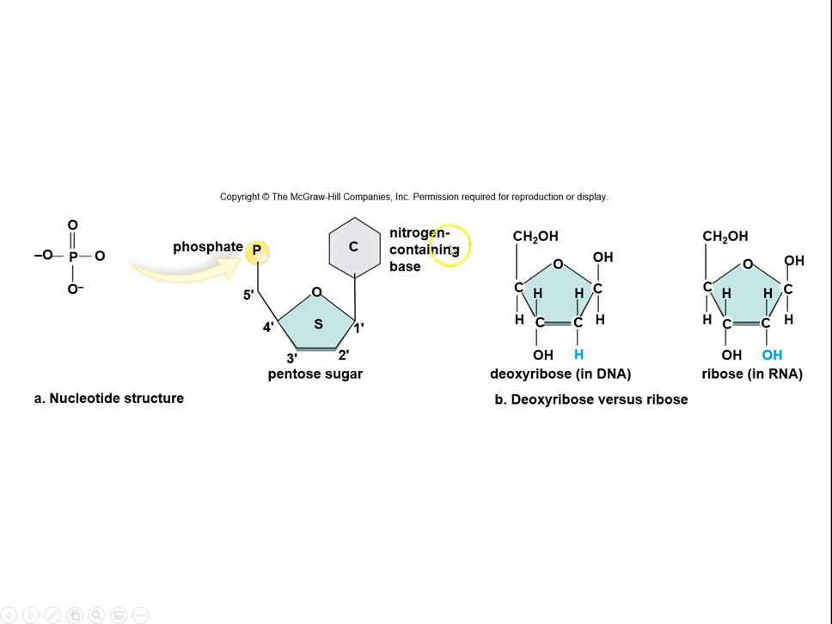This is showing you nucleotide structure, right? Here's your nucleotide. Here's your nitrogen-containing base. Here's your entire nucleotide. This is showing you deoxyribose versus ribose. It's the difference. It's a five carbon sugar here, but you can see you have one less oxygen.